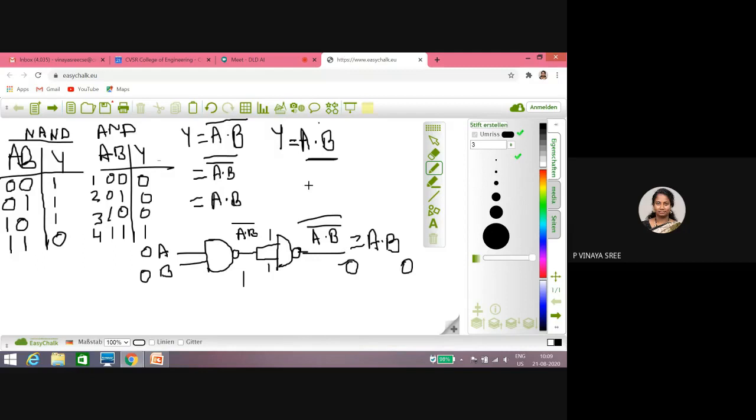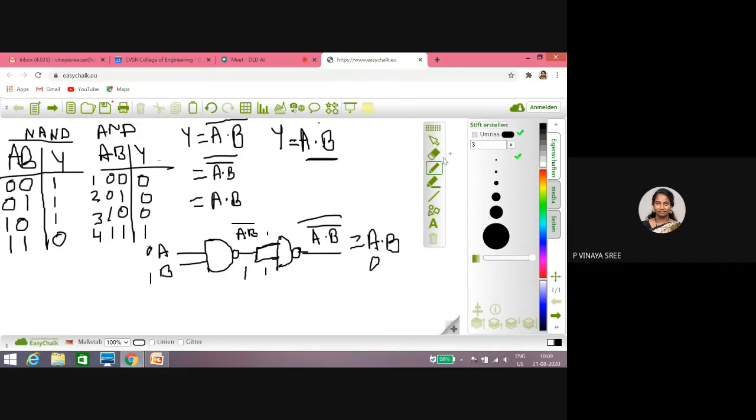Now let me go for case 2. What is case 2? Case 2 combination for input is what? 0, 1. Yes, 0 1. So if it is 0 1, what is the output that we are getting for NAND? It is 1. So if it is 1, you will get 1 1 here. If it is 1 1, the output will be 0. Yes, you are getting it in the 0 1 case also.